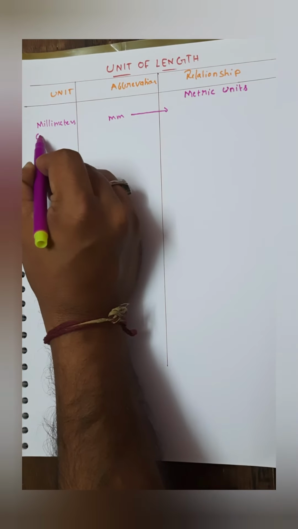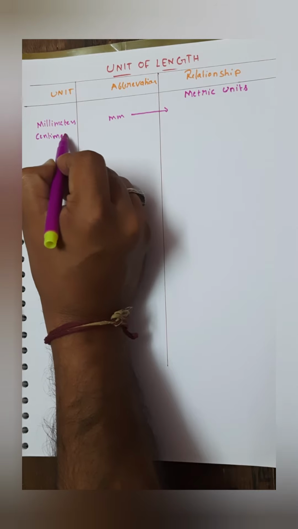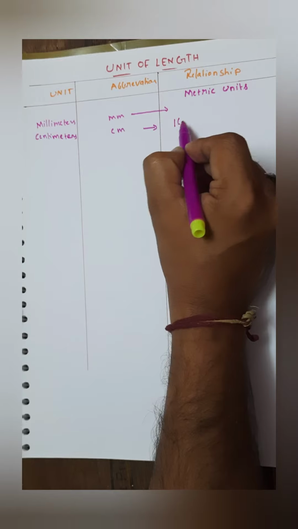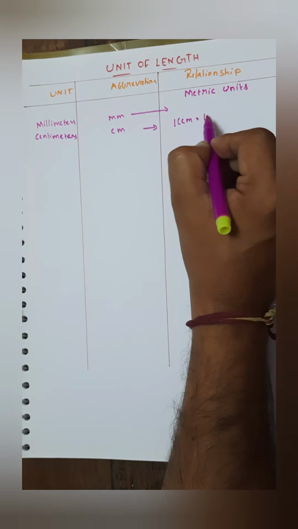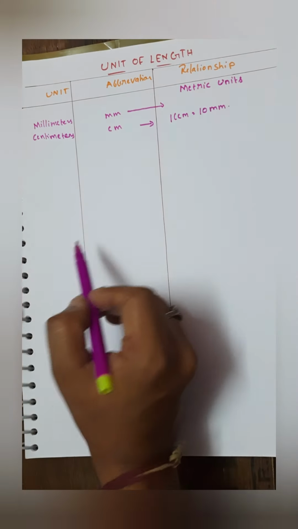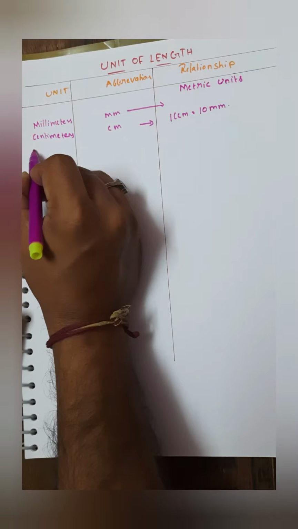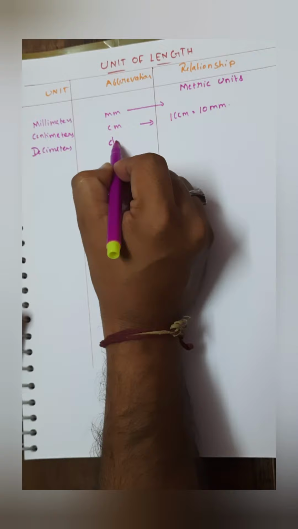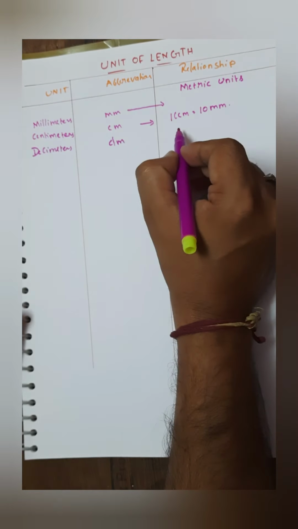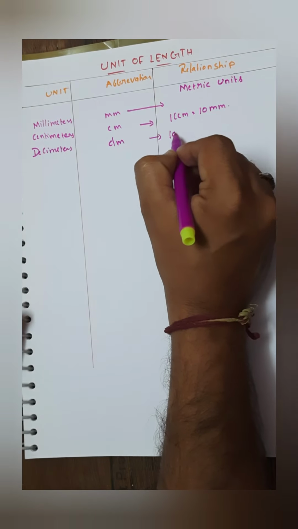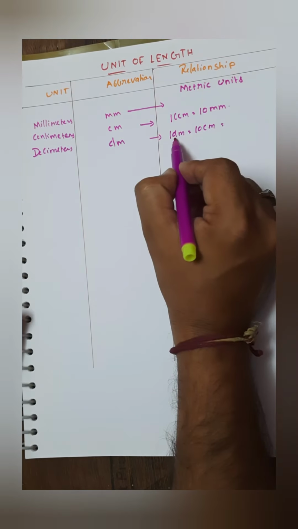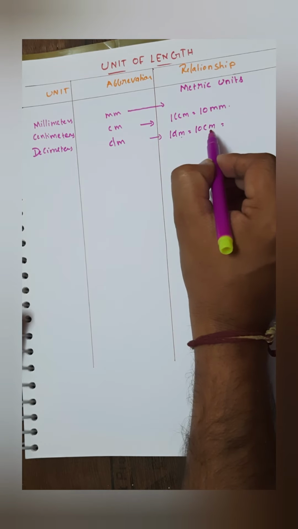Next one is centimeters, cm. For 1 centimeter, the mm will be 10. This is the relationship between millimeters and centimeters. Next, decimeters, dm, small d m. The relationship between decimeter and centimeter is that for 1 decimeter there will be 10 centimeters.